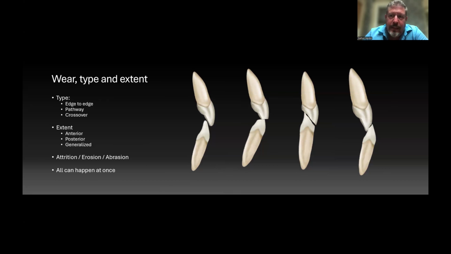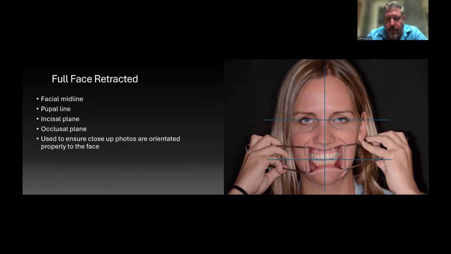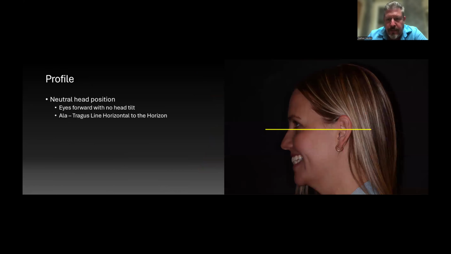By labeling this, we can know some of what is causing this and start talking to the patient about it. And many times, this is going to lead you back to airway. It's the king. So with our photos, I take a full face retracted. This will help me get my midlines and occlusal planes. I'm going to take my profile and line this up by the ala tragus line.